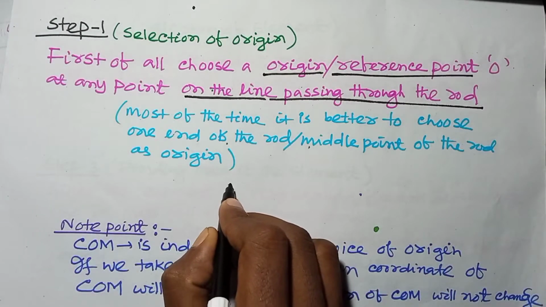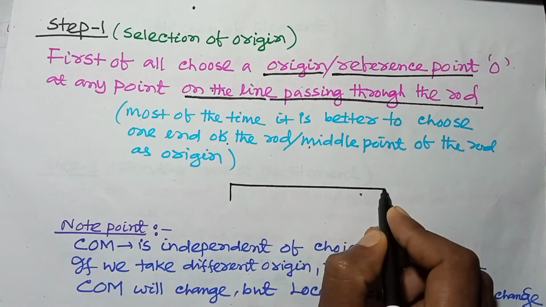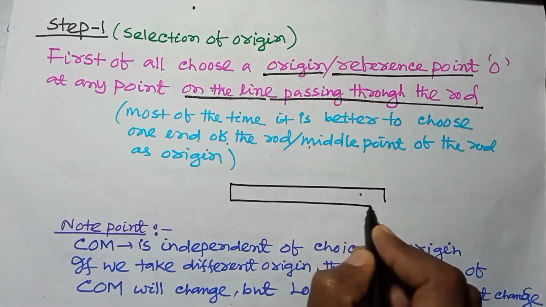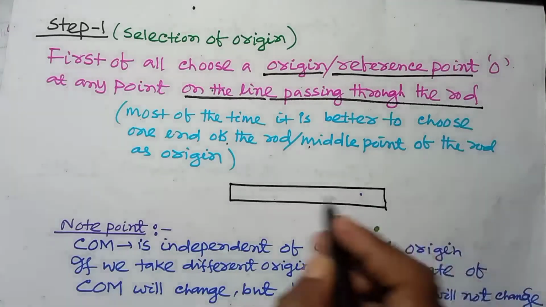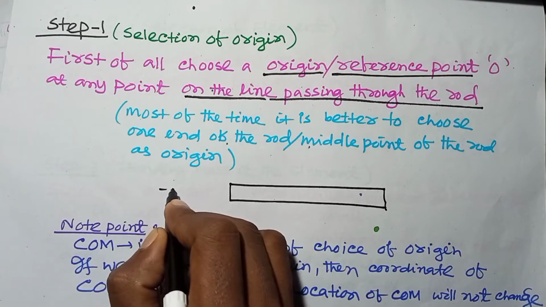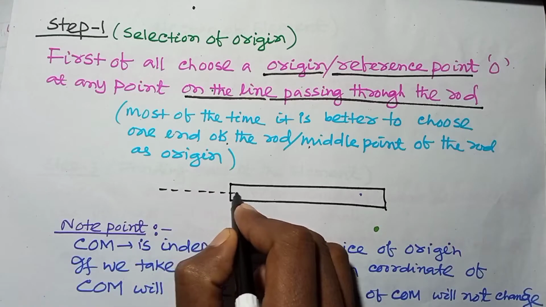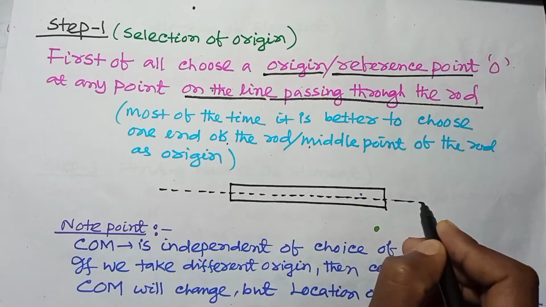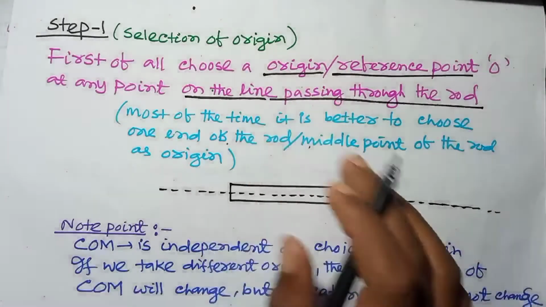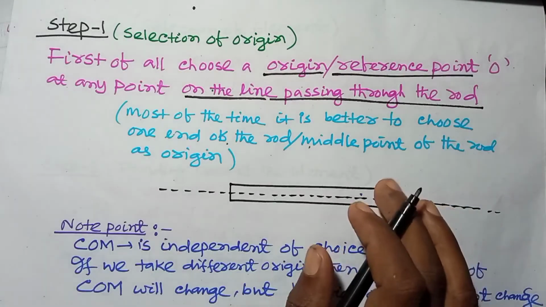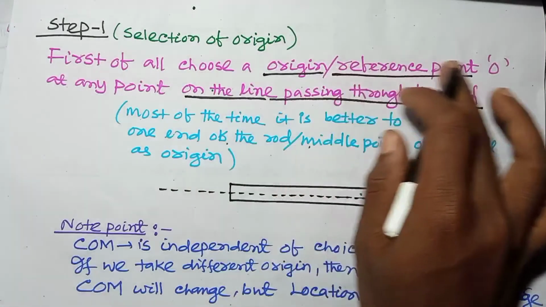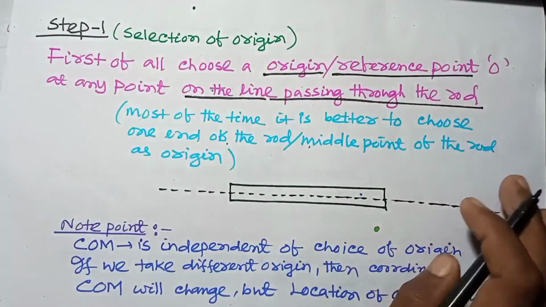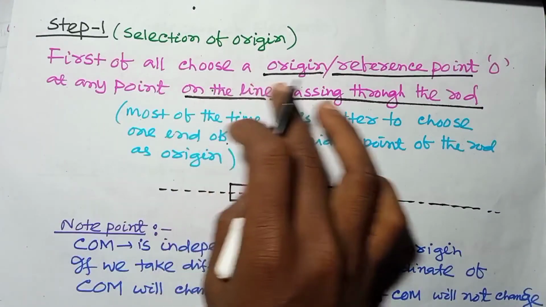So let's say this is the rod, and let's say this is the line passing through the rod. Step number 1 says that we have to choose an origin or a reference point at any point on the line passing through the rod.